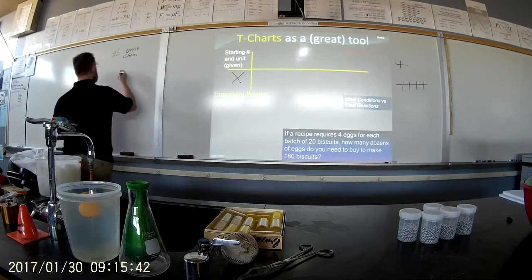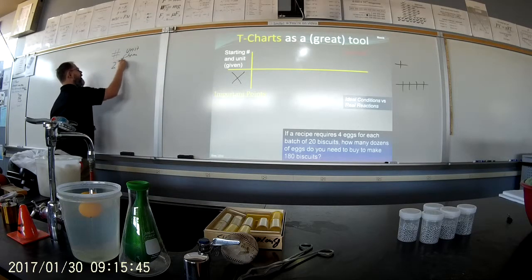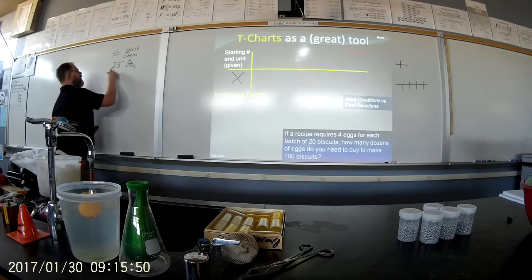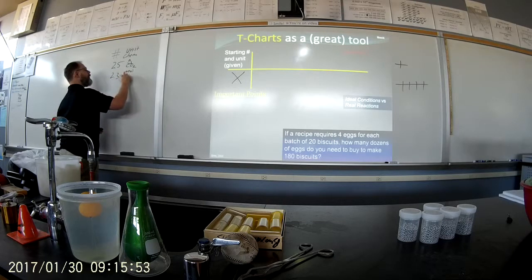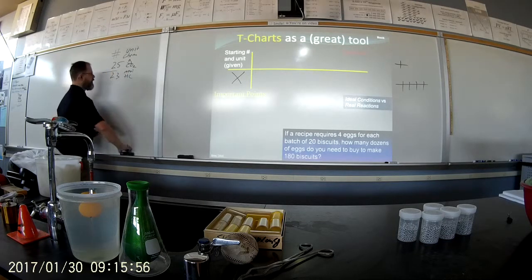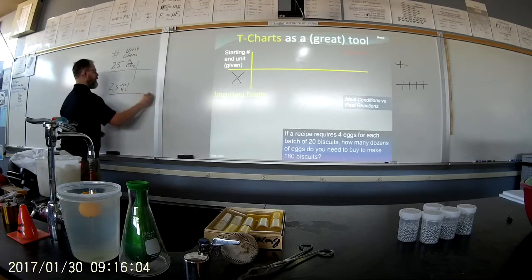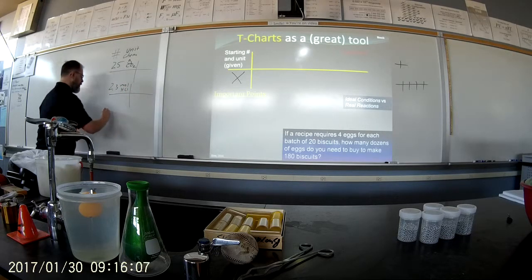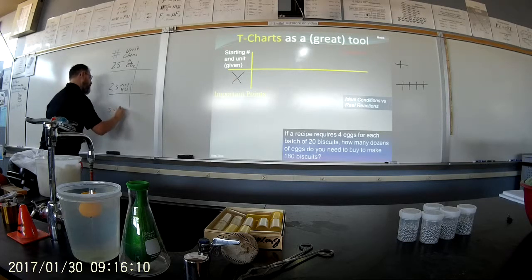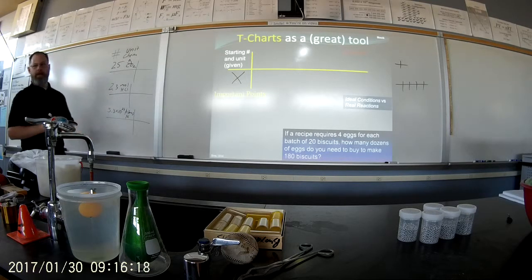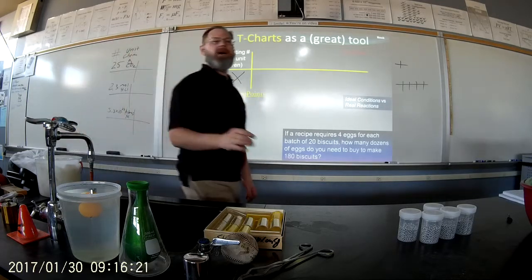So you would write something like 25 grams of CO2, 2.3 moles of HCl. You might write 5.3 times 10 to the 23rd atoms of nickel. Three things go into each box.